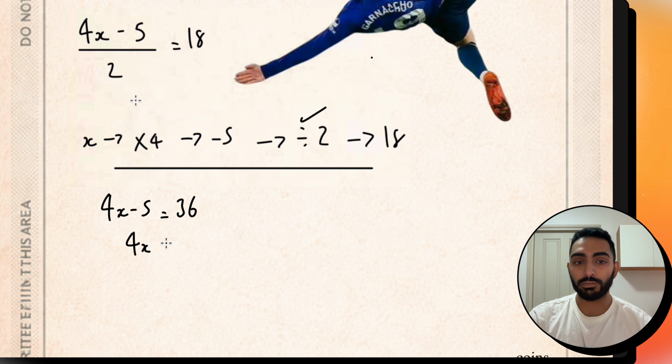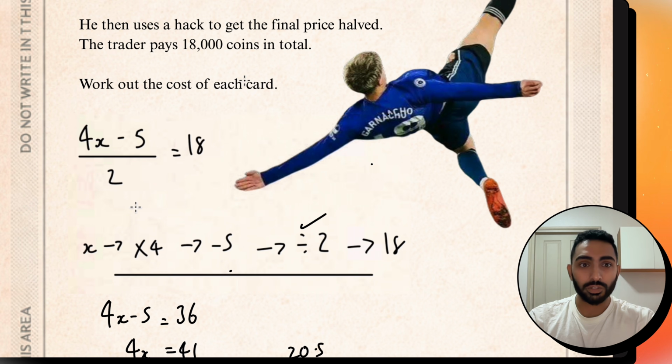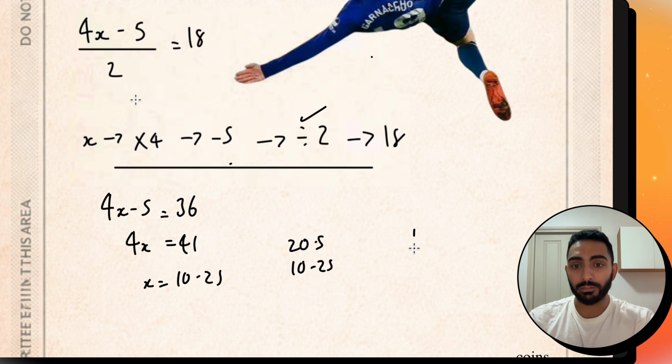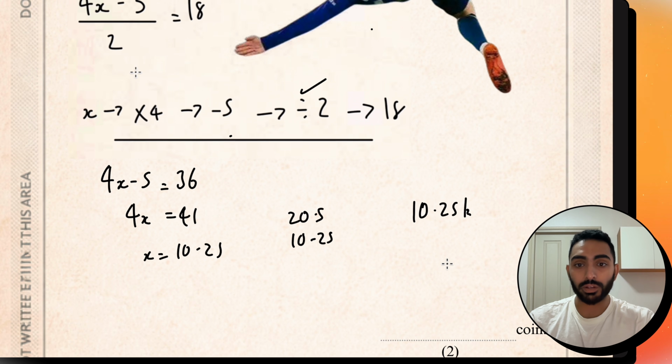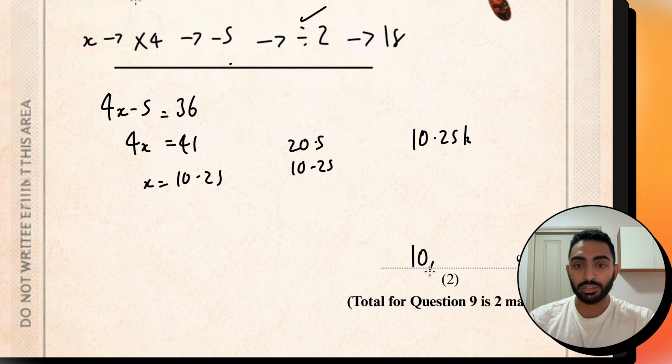4x would equal 41. And we want to divide by 4 on both sides. We need to half it twice. X would be equal to, if I half it once, I get 20.5. If I half it again, I half that, I get 10. If I half 50p, I get 25, 10.25. Each of Garnacho's cards are going to cost 10.25 thousand coins, 10.25k. It's going to be 10,250 coins for each.